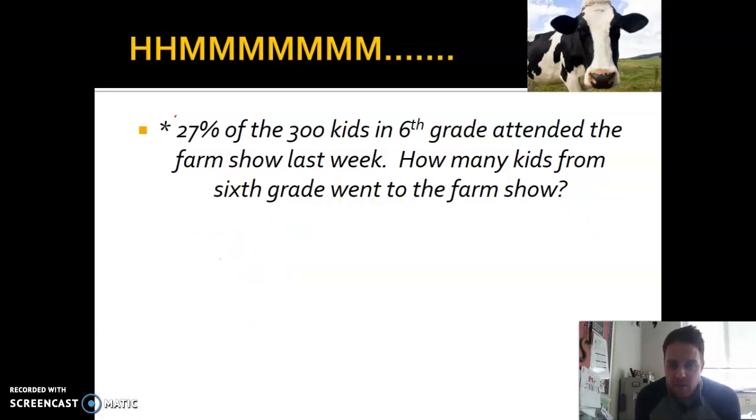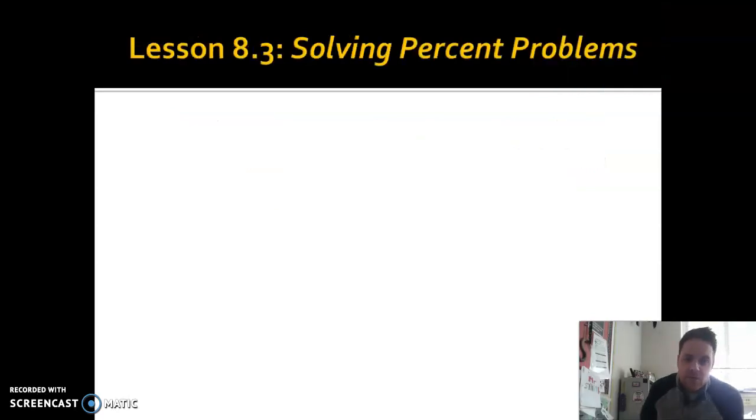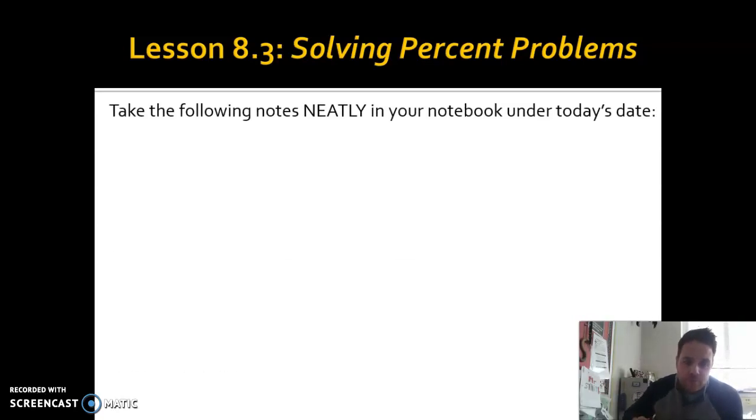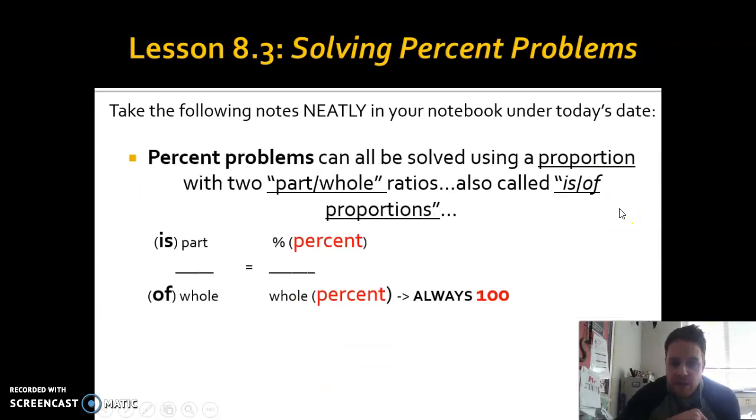To set this up, what I want you to do is open your notebook to today's date, put today's date in your notebook, and put a heading of Lesson 8.3, Solving Percent Problems. We're going to take the following notes in our notebook. I'm going to put these up here, and again, you can pause the video and make sure you get these well written.